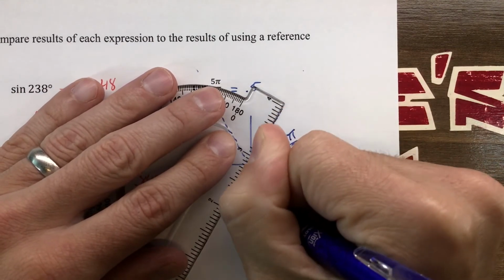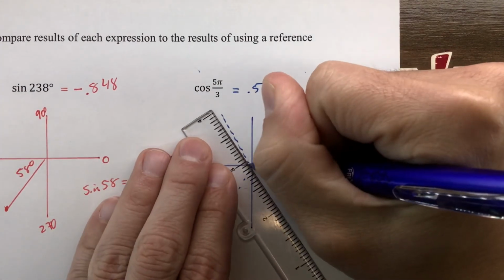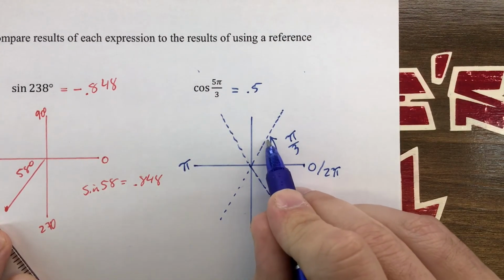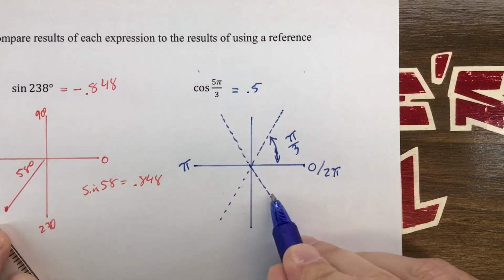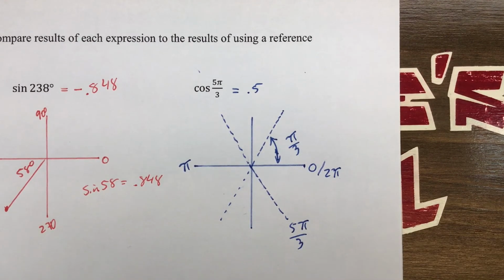But we need to get to 5/3 pi. Okay, so you can actually just extend that out. That would be 4, and then out to here, that would be 5. So 1/3, 2/3, 3/3, 4/3, 5/3. This is 5/3 pi, or 5 pi over 3.